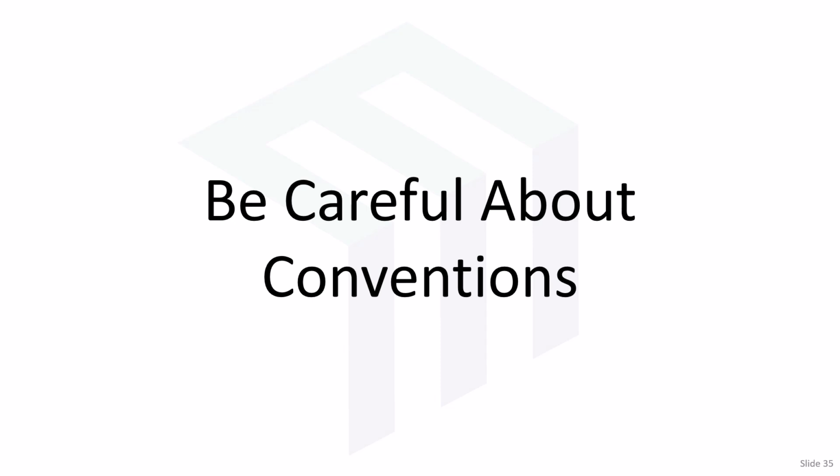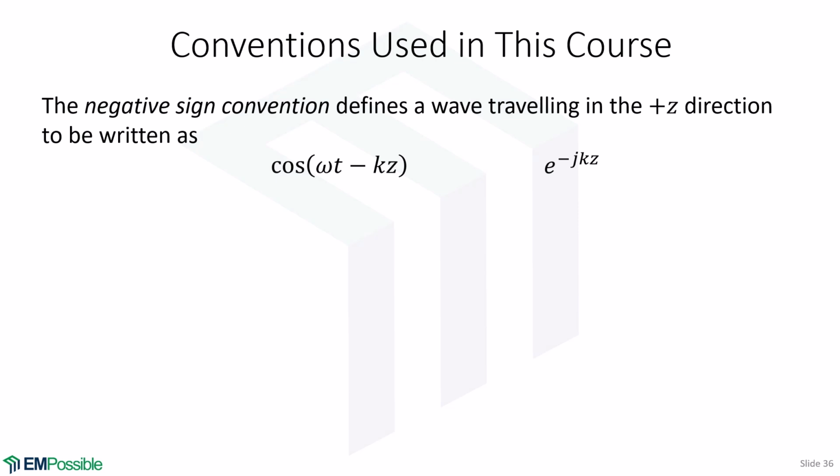One last warning, be careful about conventions. I want to talk about two conventions used in this video, but also throughout this course. The first is the sign convention. This is how we express a wave traveling in the positive z direction. In this course, and what's common in most of engineering, we use what's called the negative sign convention. So something traveling in the positive z direction, we would write in frequency domain form as e to the minus jkz. And I guess the minus is what's telling us this is the negative sign convention.